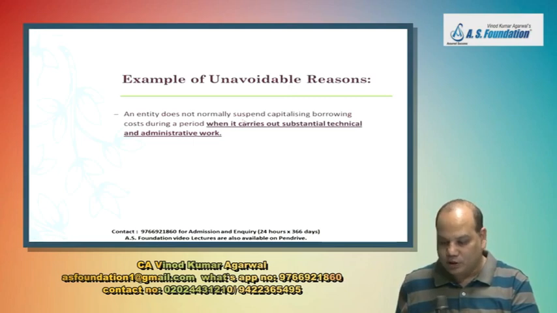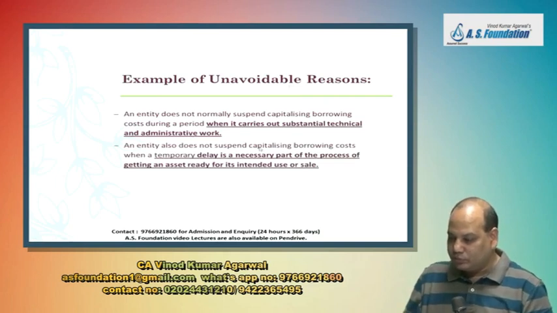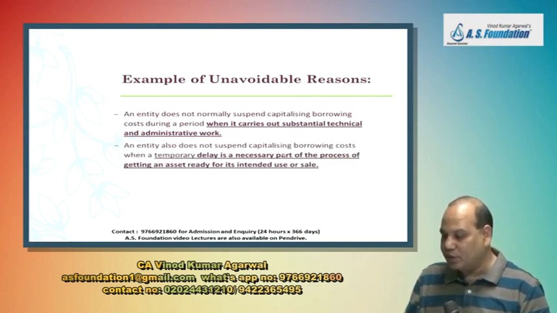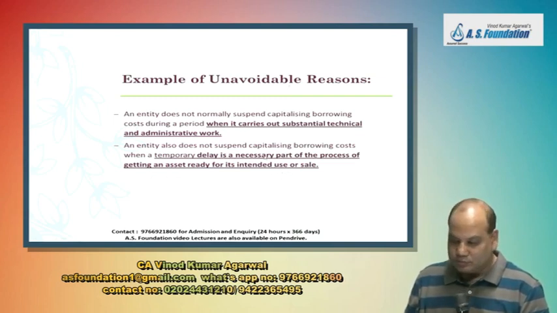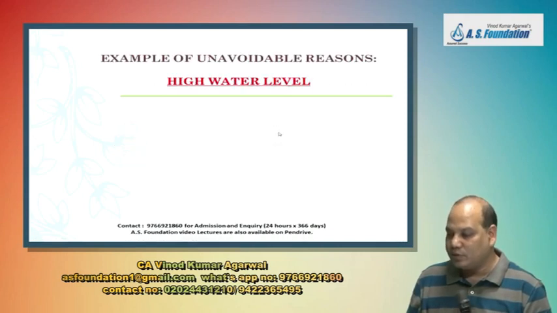So an example of unavoidable reason is printed in your note also. An entity does not normally suspend capitalization of borrowing cost during a period when it carries out substantial technical and administrative work. An entity also does not suspend capitalization of borrowing cost when a temporary delay is a necessary part of the process of getting an asset ready for its intended use or sale. Okay. So when such activities are necessarily part of the process, you will capitalize the borrowing cost.